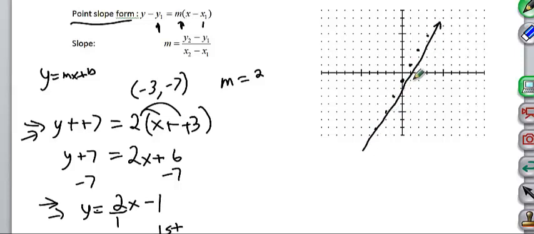Ooh, try to actually hit all the points. That was not the greatest. But you get the idea.